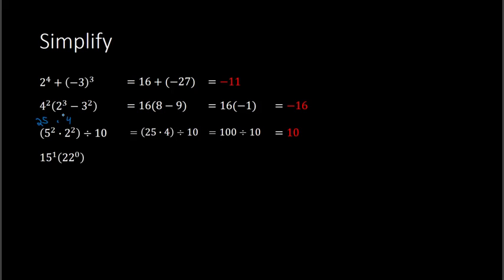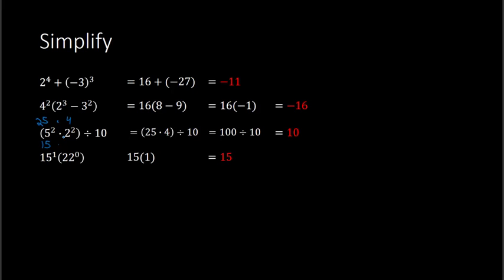Next we have 15 to the first power times 22 to the 0 power. So 15 to the first power means we have just one 15, which is 15. And then anything to the 0 power will always equal 1. So we have 15 times 1. Well, 15 times 1 is just going to be 15.